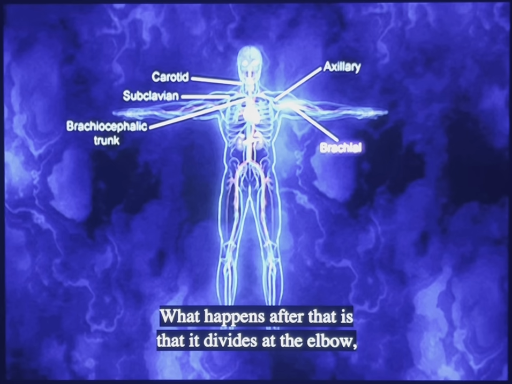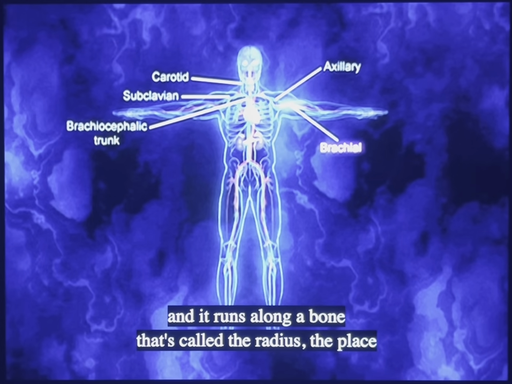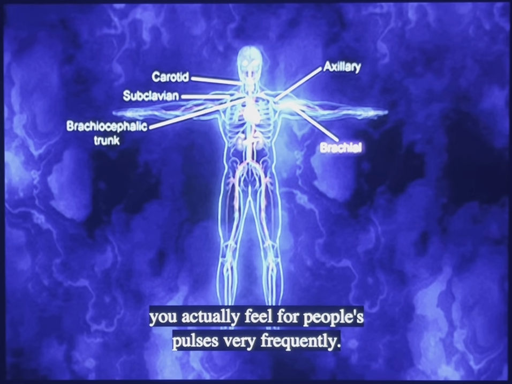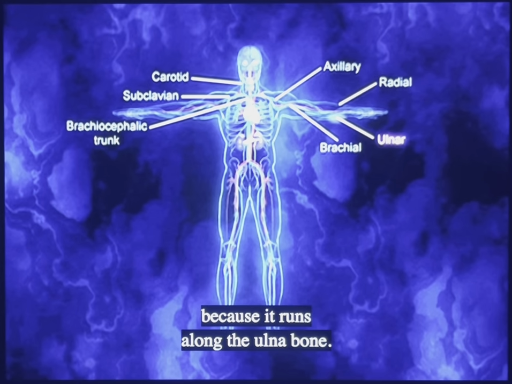What happens after that is that it divides at the elbow, and it runs along a bone that's called the radius, the place you actually feel for people's pulses very frequently, and it becomes the radial artery, and on the other side, the ulnar artery, because it runs along the ulnar bone.